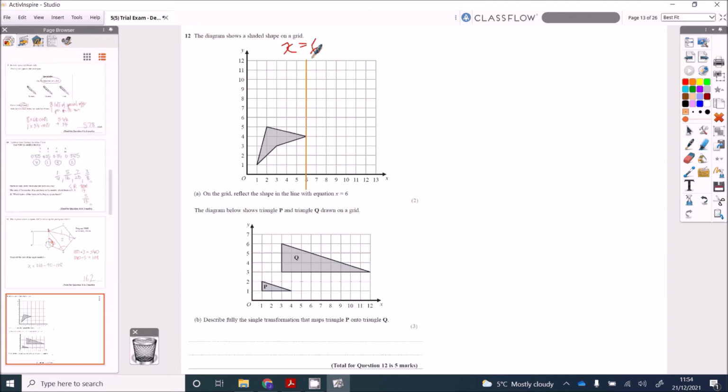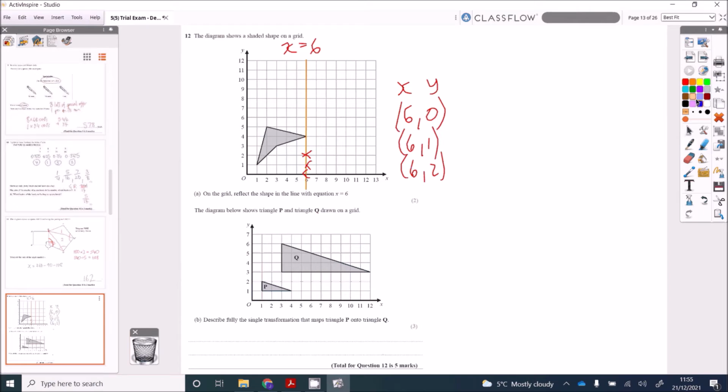And if you just wanted to double check, just think of any coordinates on that line, like 6, 0, 6, 1, 6, 2. And each time the x coordinate, the first number, is 6. So that is the mirror line x equals 6.